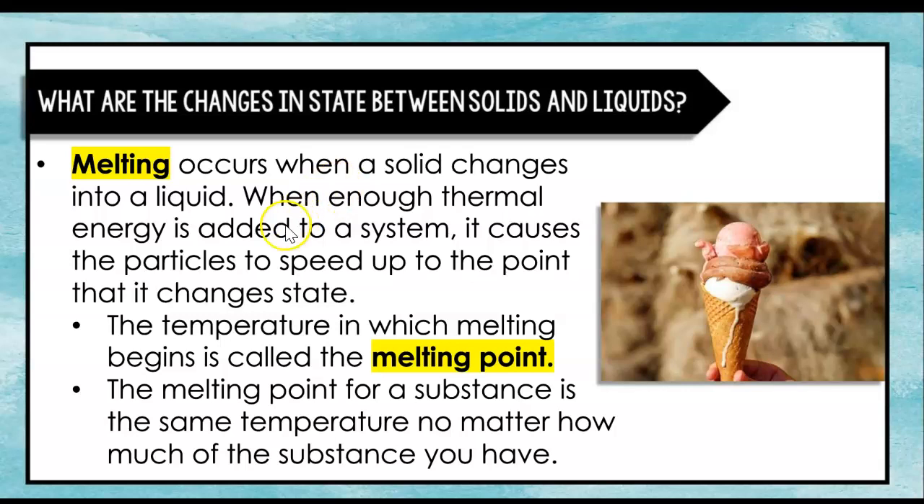When enough heat is added to the system, it causes the particles to speed up and go from this packed-in solid structure to a more loosely structured liquid. The temperature at which melting begins is called the melting point. The melting point for a substance is the same temperature no matter how much of the substance you have. If I have a tiny ice cube versus a huge ice block, the melting point is the same. It doesn't matter how much substance is there.